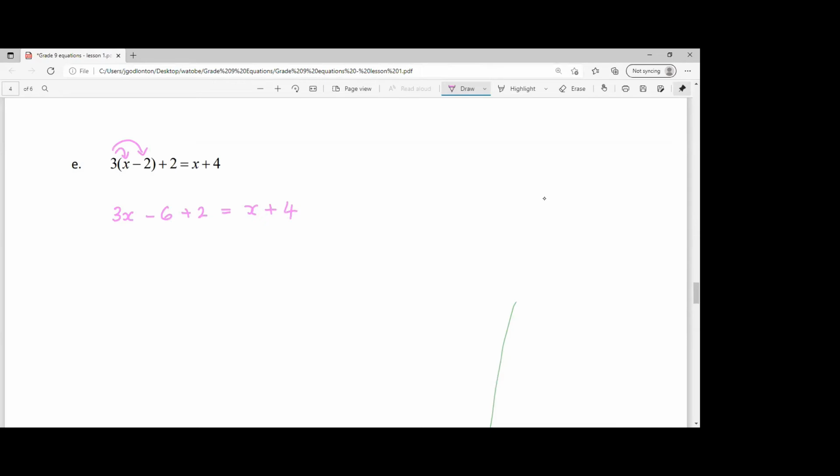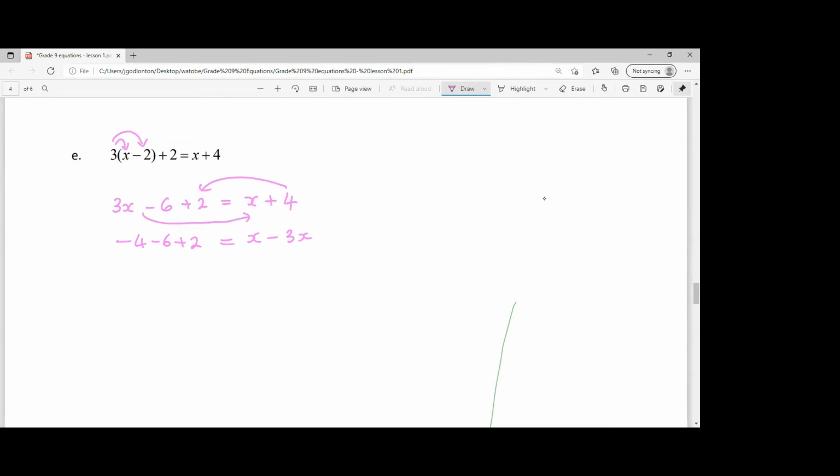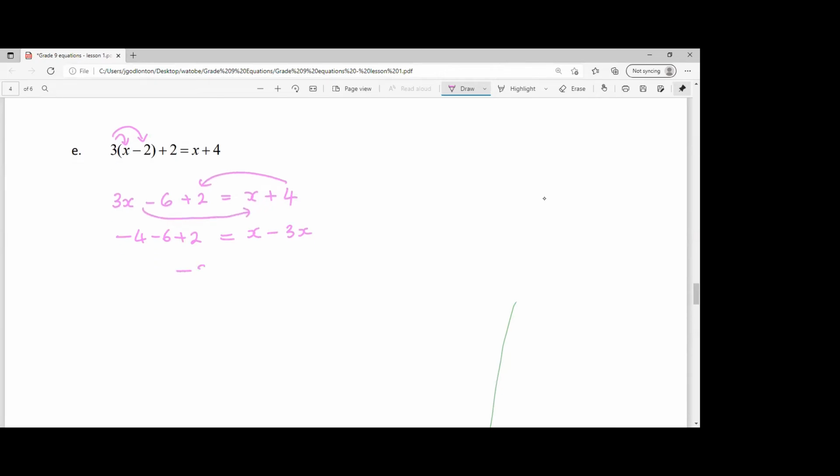So on the left it would be negative 4 minus 6 plus 2. Good. And on the right, x minus 3x. Well done. On the next line it would be negative 8 equals 2x. Is it 2x? Isn't it x minus 3x, or 1 minus 3? Yeah, 1 minus 3. So what would 1 minus 3 give me? Would it give me 2x or negative 2x? Oh, sorry, ma'am, I forgot the negative 2x.